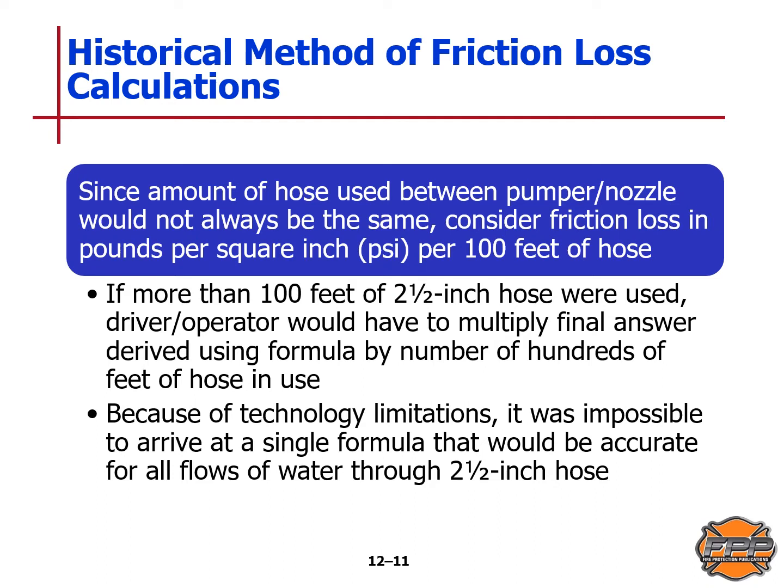Historical method of friction loss calculations. Since the amount of hose used between the pumper and nozzle would not always be the same, consider friction loss in pounds per square inch or PSI per 100 feet of hose. If more than 100 feet of 2.5-inch hose were used, the driver operator would have to multiply the final answers derived using the formula by the number of hundreds of feet of hose in use. Because of technology limitations, it was impossible to arrive at a single formula that would be accurate for all flows of water through 2.5-inch hose.